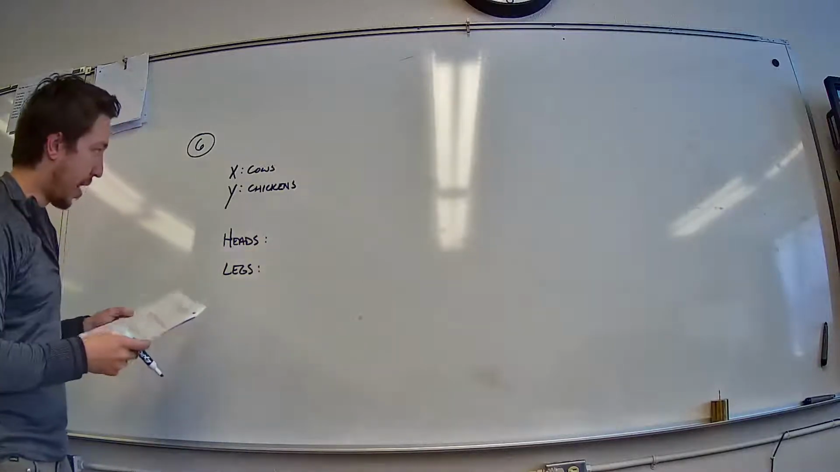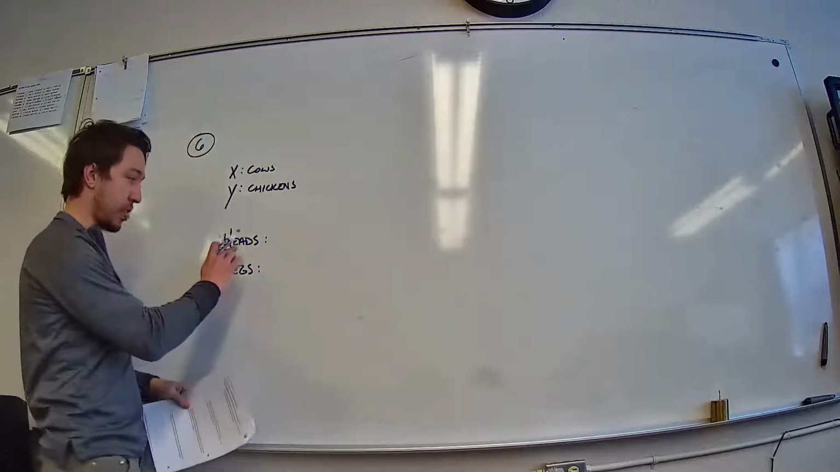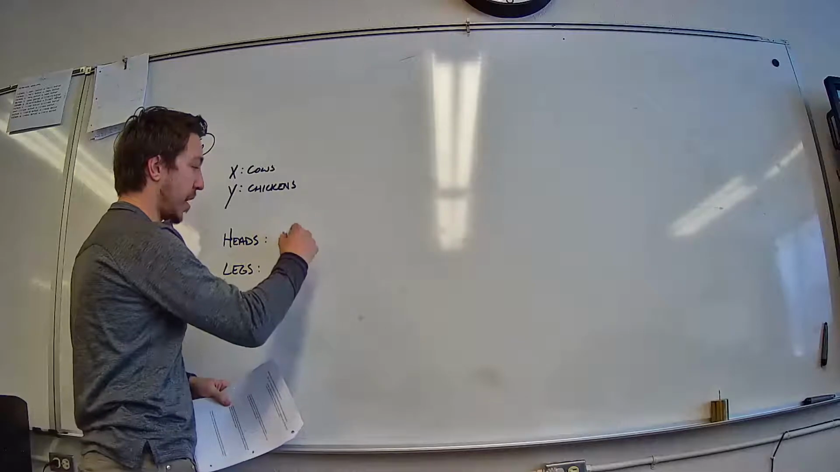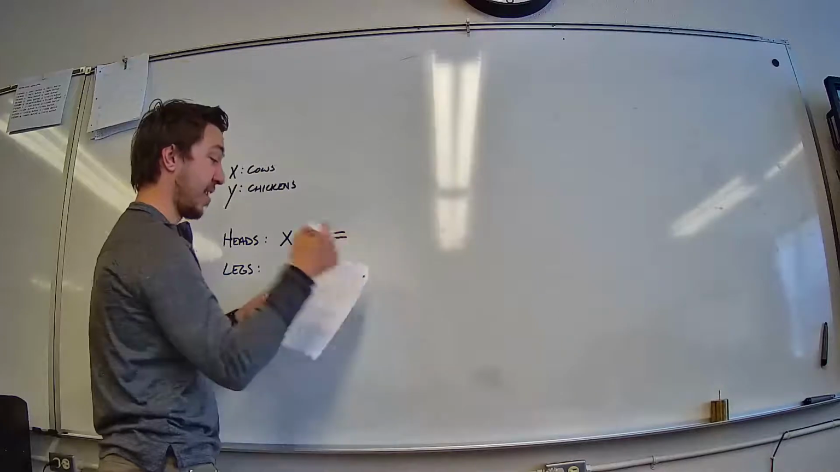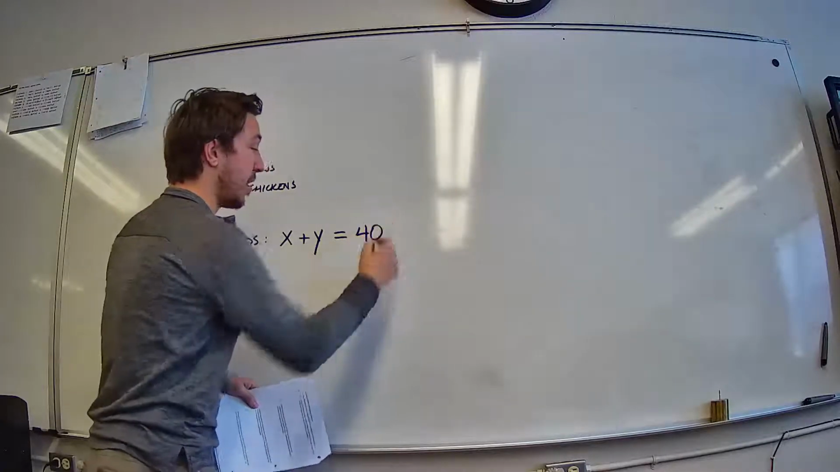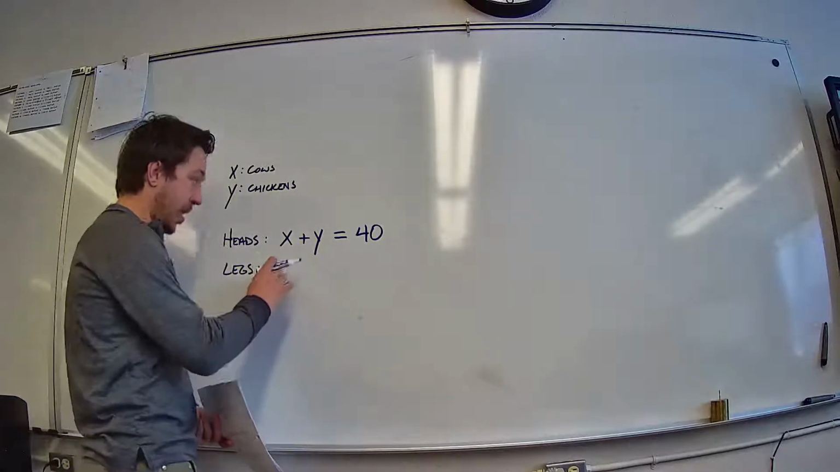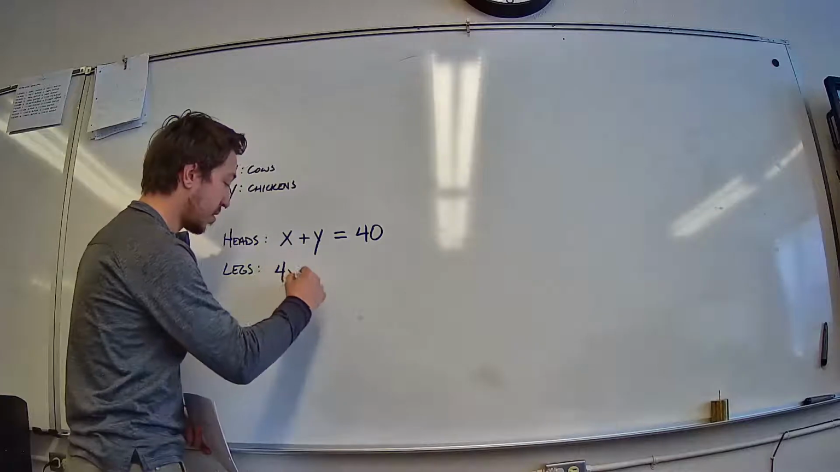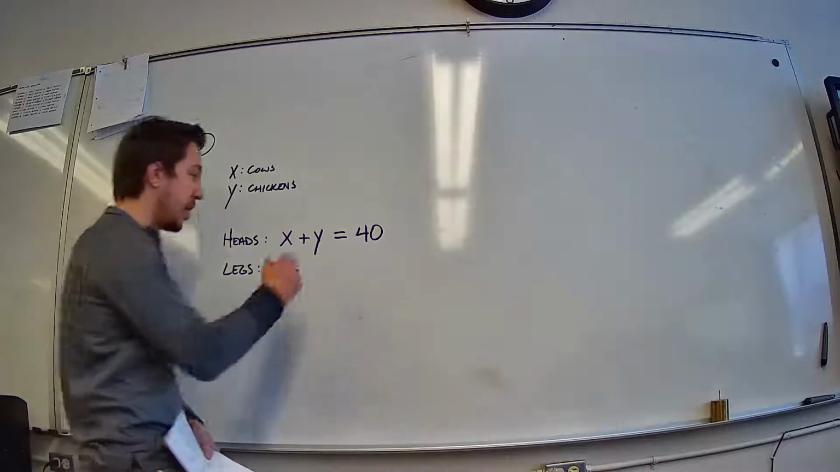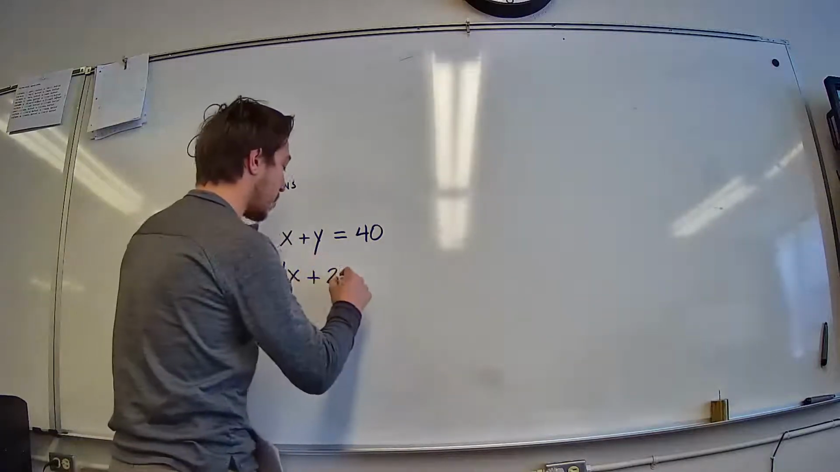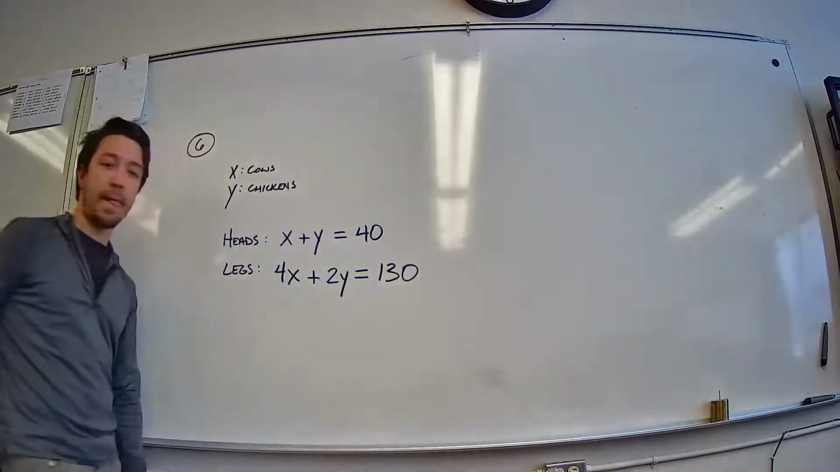So what are we talking about? Every chicken has one head, every cow has one head, right? So the head equation would be the number of cows plus the number of chickens equals 40. He counted 40 heads, so there's 40 total animals, right? And then the number of legs. Each cow has 4 legs, so 4 times the number of cows is how many legs you count from cows, plus 2 times y, and he says the total number of legs he counted was 130. Okay, so there you go.